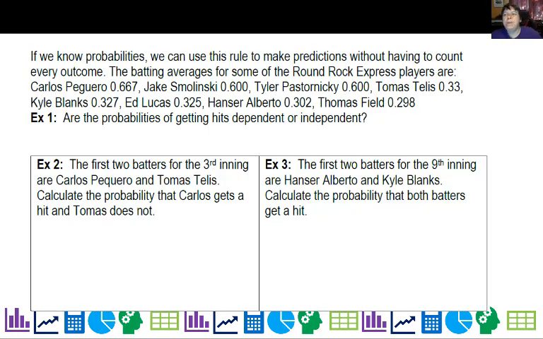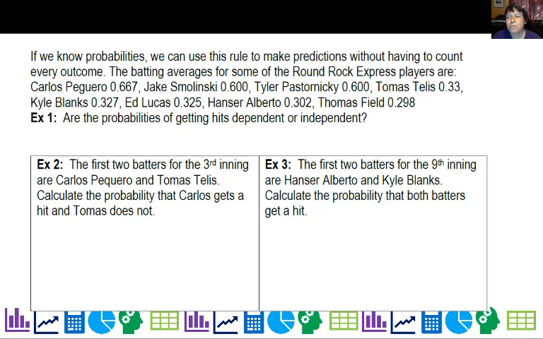If we know probability, we can use the rule to make predictions, all right? So we have the batting averages for the Round Rock Express players. Carlos Peguero is 0.667. This is from an actual season when I went to a Round Rock Express game. Jake Smolinski, 0.600. Tyler Pasternicki, they have some interesting names, 0.600. Tomas Teles, 0.33. Kyle Blanks, 0.327. Ed Lucas, 0.325. And Hanser Alberto, 0.302.